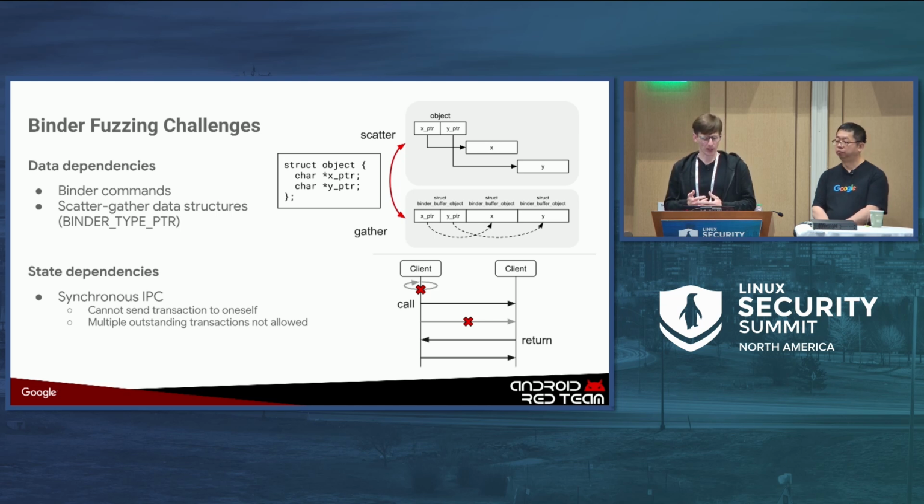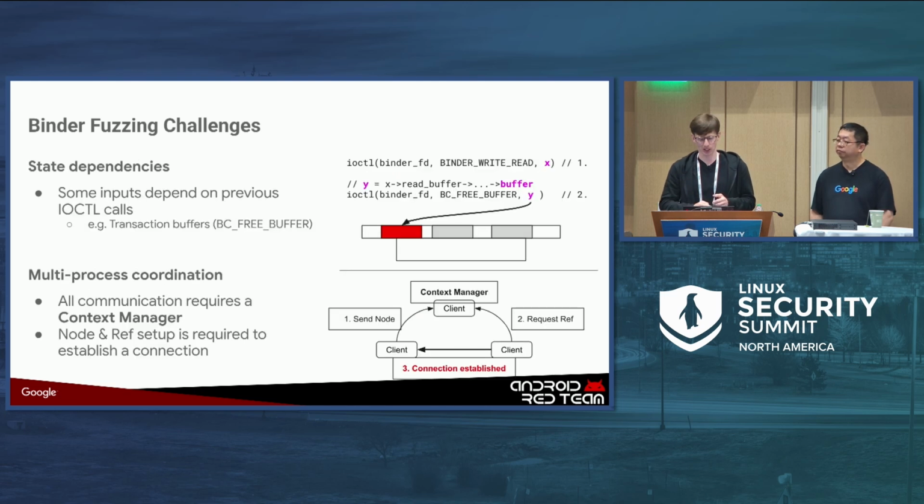Additionally, there are some state dependencies because this is a synchronous IPC. For instance, if client A sends a transaction to client B, client A cannot send another transaction to client B until client B actually responds back to client A. This is one of the assumptions we needed to take into account, because just spamming one client with transactions simply won't work. They will be rejected.